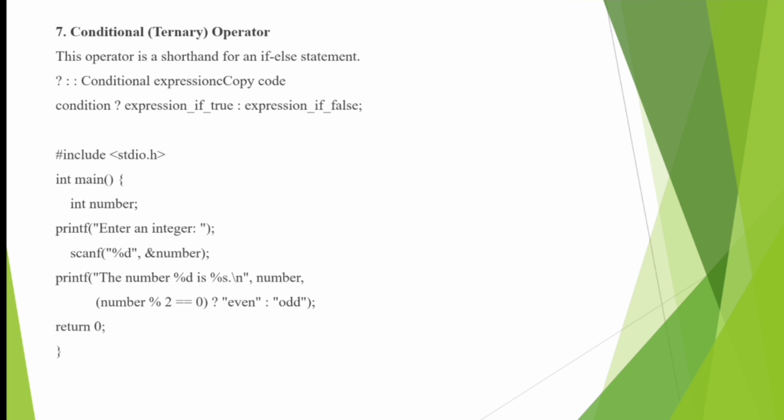Suppose we are getting a value from the user, 15. So 15 modulus 2 equal to 0. It will check the condition, but the condition will be false. So it will print the false statement. That is, odd will be printed. This is the use of the conditional operator.